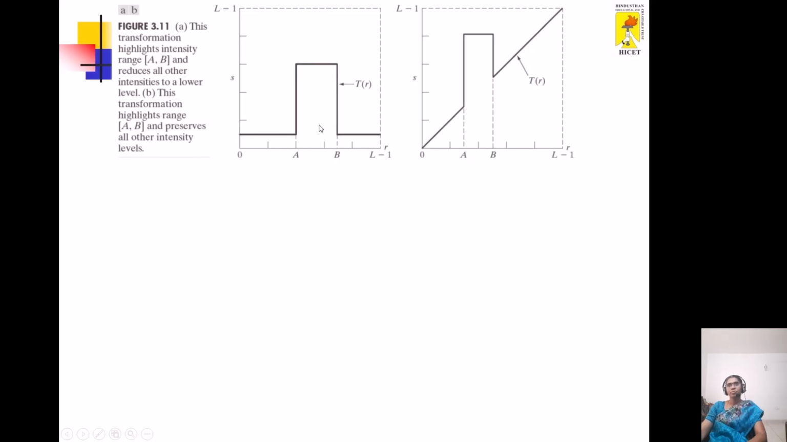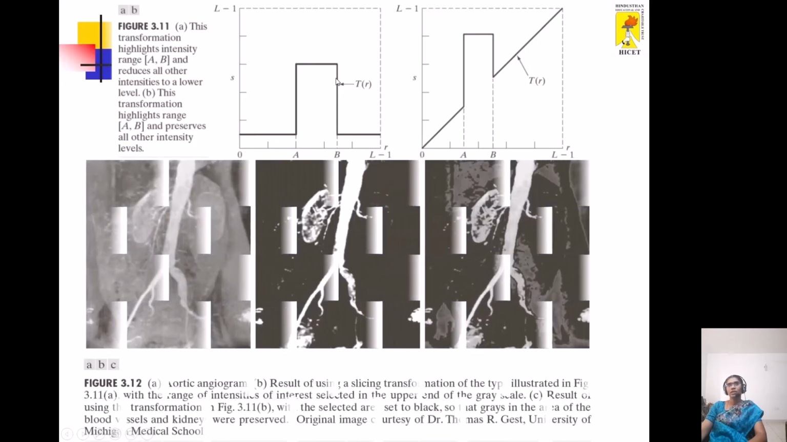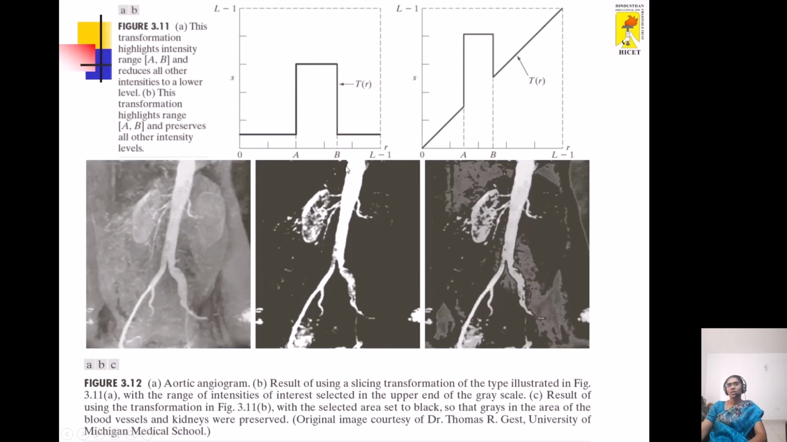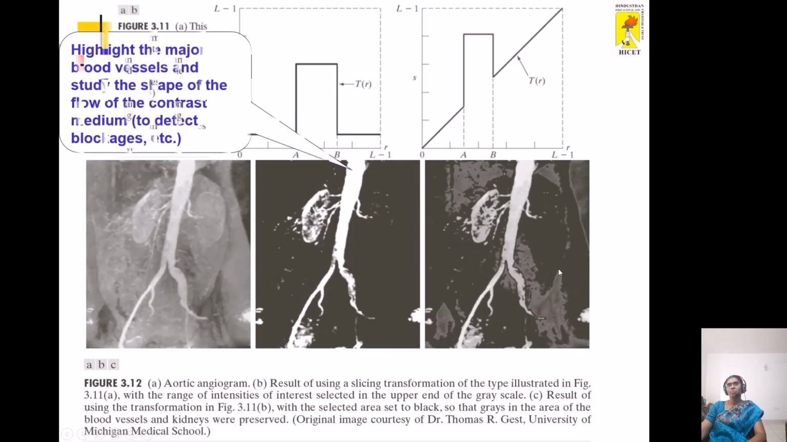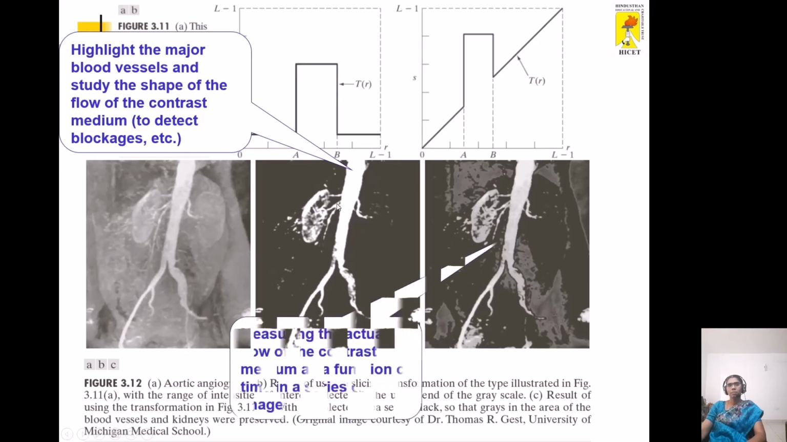For example, this is one form, retaining other values to be low value and only our required area of interest to be of high value. That is, the required area alone is brightened and all the remaining are darkened. In the next category, the required area is brightened, leaving the other area as such. This is called gray level slicing. It highlights the major blood vessels and helps to study the shape of the flow of the medium. And likewise here, remaining areas are maintained as such and only our area is highlighted more.